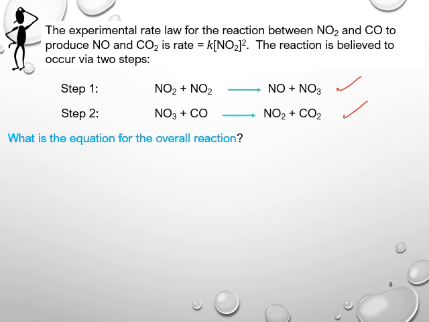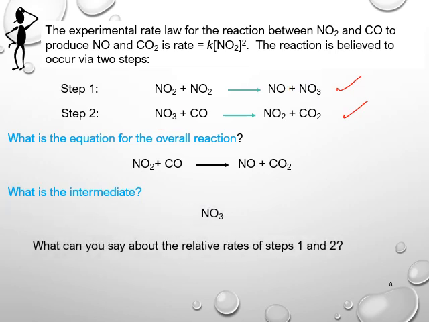What is the equation for the overall reaction? Because NO3 is produced in the first elementary step and it does not appear in the overall balanced equation, it is an intermediate. So the overall balanced reaction is NO2 plus CO to produce NO plus CO2. The intermediate is NO3.